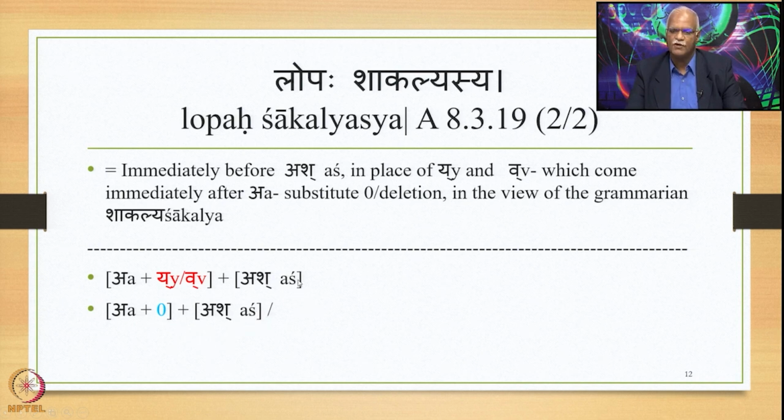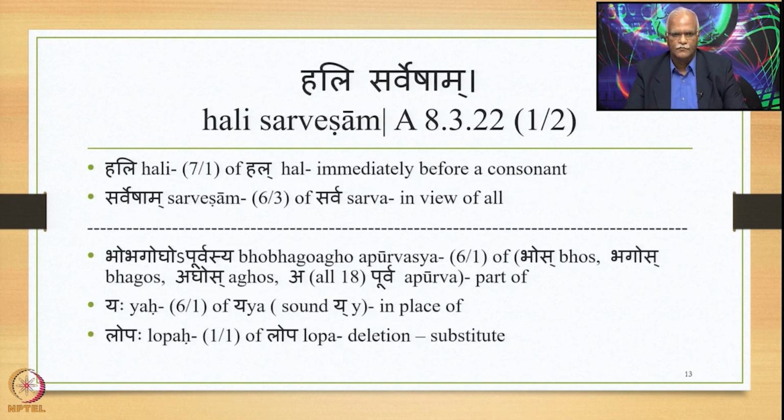So the meaning of the sutra once again is immediately before ash, in place of ya and va, which come immediately after a and which are also at the end of the pada, substitute zero deletion in the view of the grammarian Shakalya. Then there is one more sutra which applies in this particular environment, which is Hali Sarvesham. Now Hali Sarvesham is 8322.